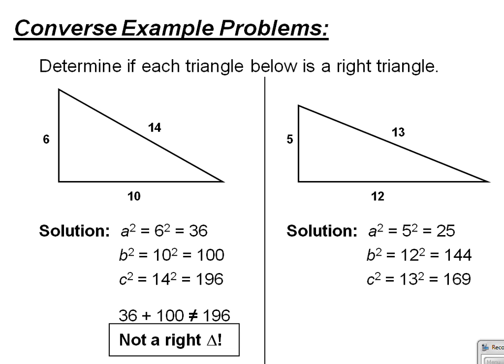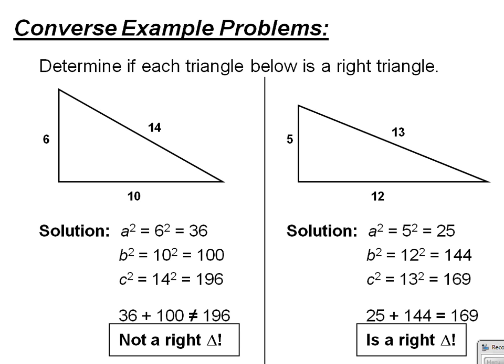In this problem, do the math. 25 plus 144 is 169. Therefore, this is an example of a right triangle.